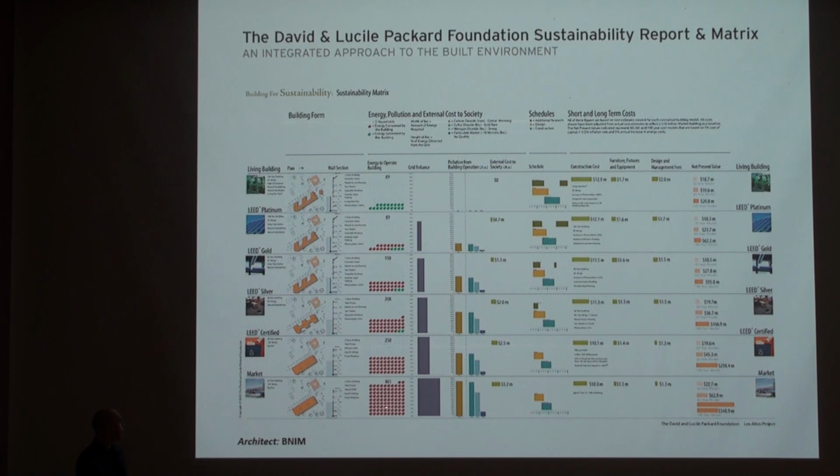So we've got energy, we've got grid reliance, we've got external pollution, we've got schedules, construction costs, first costs, life cycle costs, the whole deal. And this represents a very powerful kind of intellectual model where all of this can be held together to make decisions.